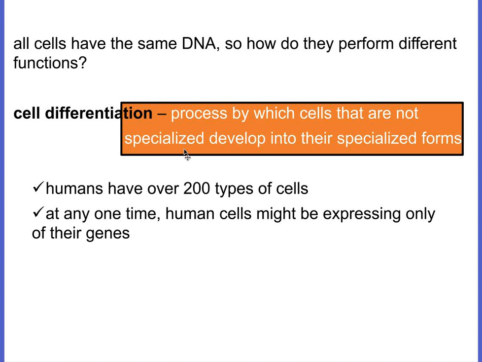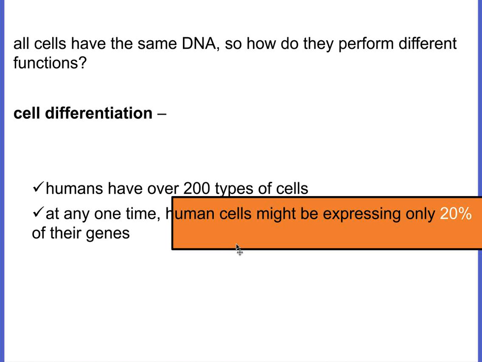Because as you can see down below, at any one time, human cells might be expressing only 20% of their genes. But if I just say that cells read different parts to do different functions, that can't be completely correct either. Because I'm supposed to have 200 different kinds of cells. And 20% only fits in 100 five times. If all cells read completely different DNA, there could only be 5 different kinds of cells. So that's not accurate either, right?